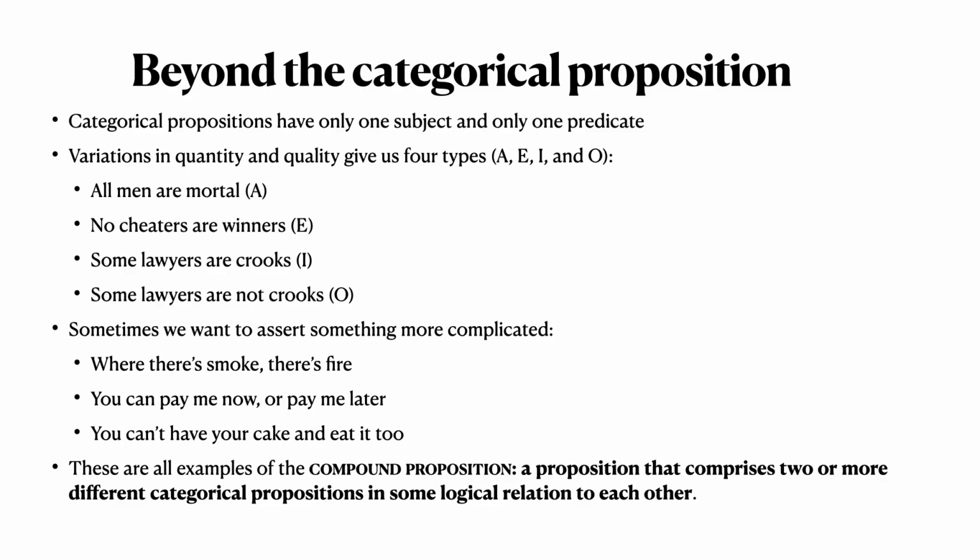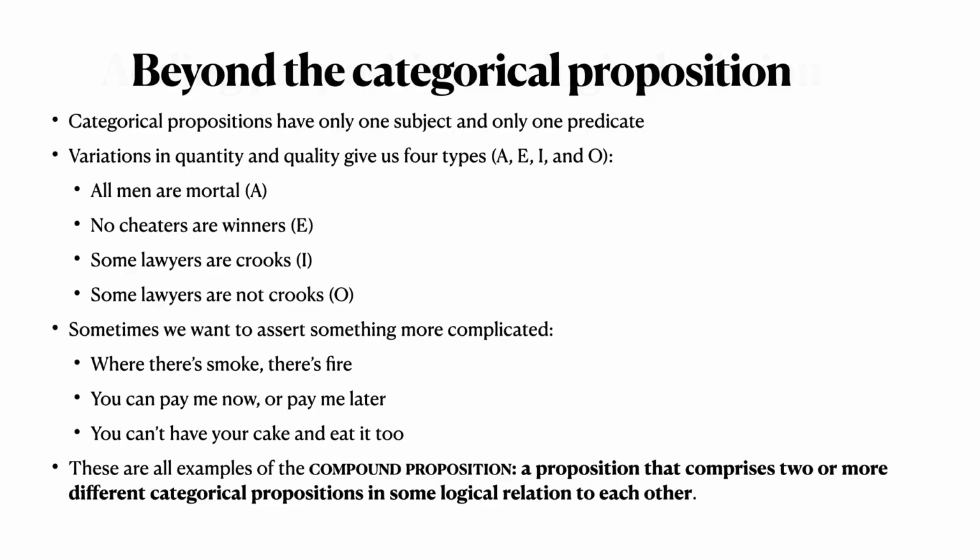And here's our formal definition of a compound proposition. It's a proposition that comprises, that word means includes, 2 or more different categorical propositions in some logical relation to each other. So just like the word cowboy is a compound word because it has the word cow and the word boy in it, compound propositions are propositions that have two or more different categorical propositions inside them, and those are in some logical relation to each other.